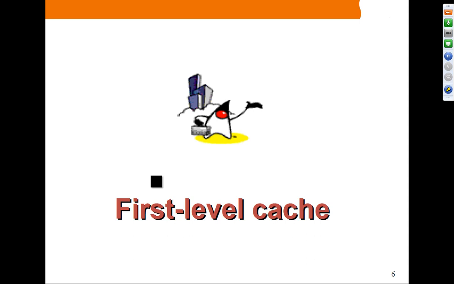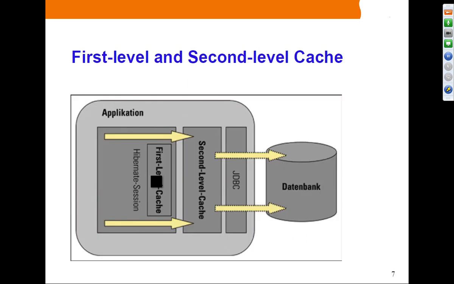First level cache. So this is how the cache works. For a Hibernate session, that is the first level cache. So this is per session, and the second level cache is for the session factory. So it's a wider scope, and the same data could be in the first level cache as well as in the second level cache.